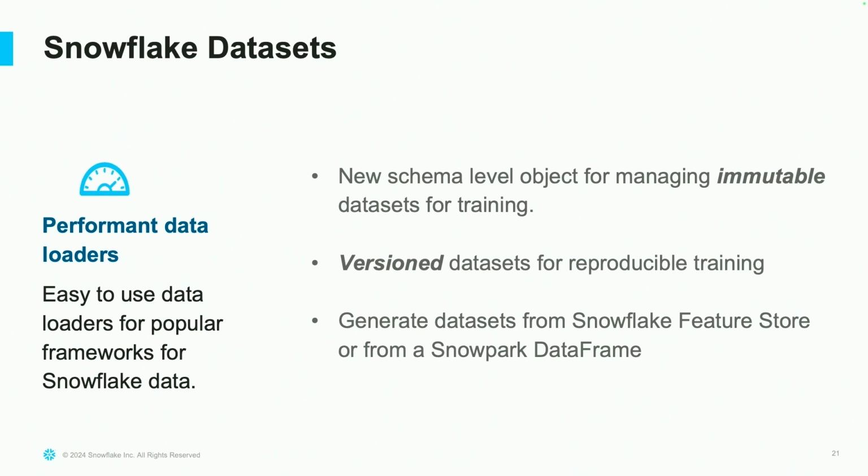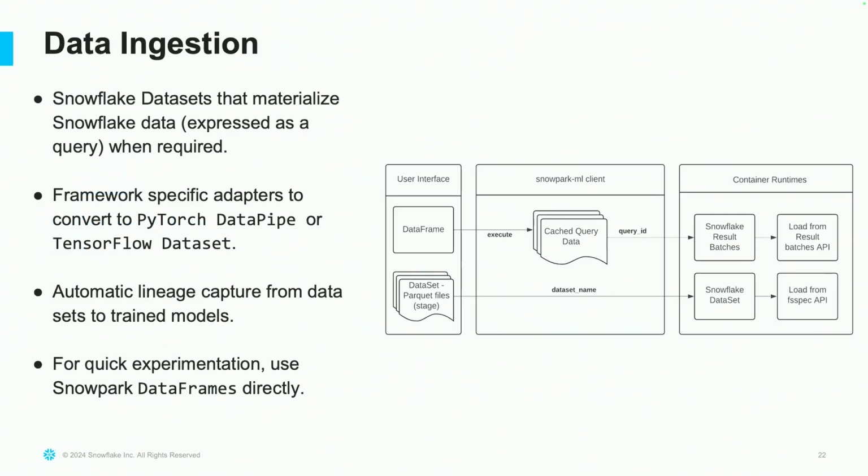And the way you generate a data set is you can either generate it from a Snowpark data frame. So once you've completed all your data transformations, you can just generate it from a Snowpark data frame. Or if you're using Snowflake Feature Store, you can generate a data set from a bunch of feature views with the Feature Store API.